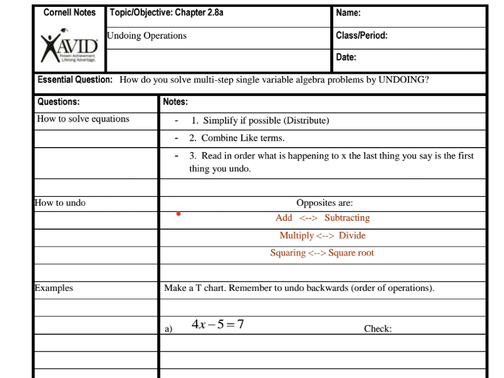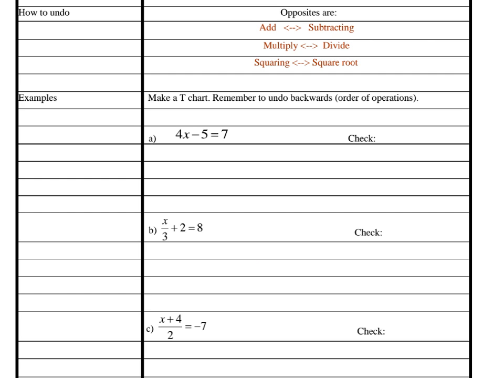To undo, we use the inverse operations. The opposites are adding and subtracting, multiplying and dividing, squaring and square root. Alright, make a T-chart. Remember to undo backwards, the order of operations backwards.